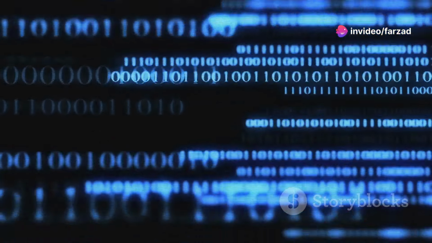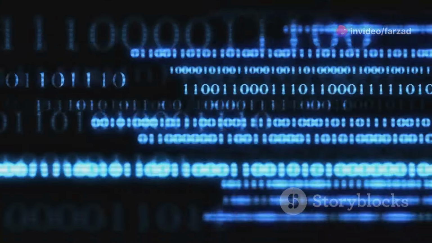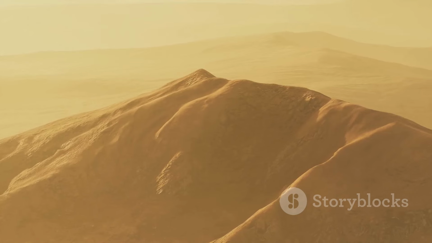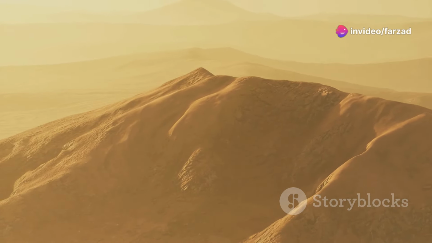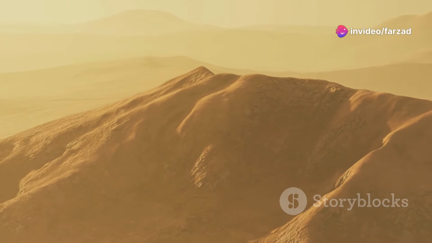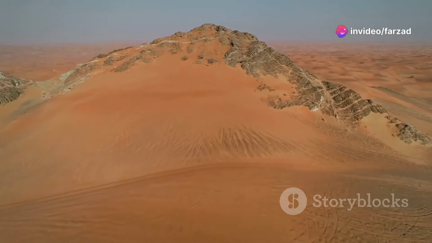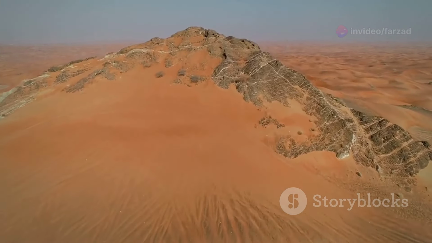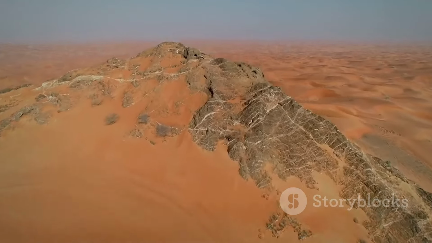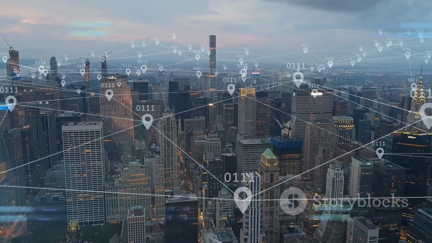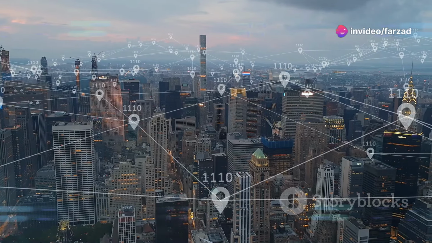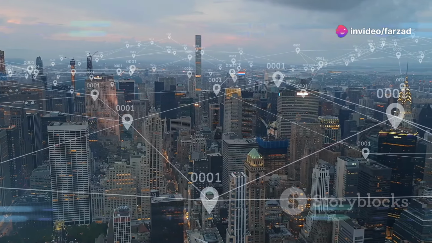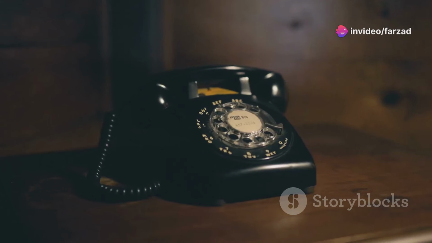To solve this issue, we developed IPv6, a new system that uses 128-bit addresses. This new system allows for a mind-boggling 340 undecillion unique addresses. To put that into perspective, it's enough for every grain of sand on Earth to have its own IP address and still have plenty left over. This vast address space essentially future-proofs the Internet, ensuring that it can continue to grow and accommodate more devices for many years to come. Think of it like this.